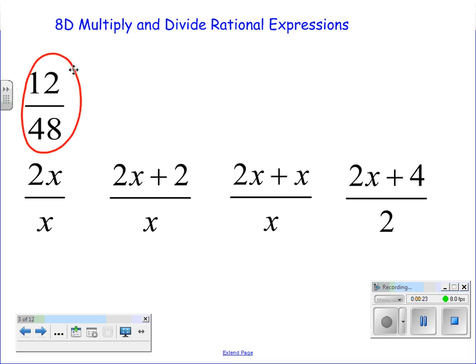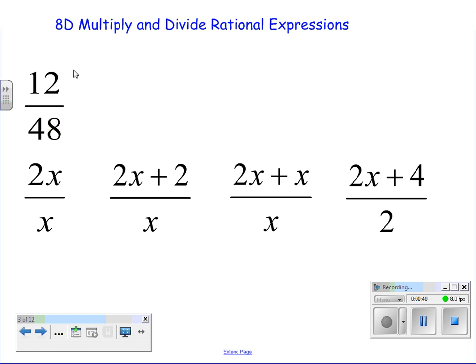A lot of us ask, how do we reduce 12 over 48? Well, a lot of us say we can take a 12 out of the top and a 12 out of the bottom, and we're left with 1 over 4. What I'm going to do is show you a different way, so that when we get to variables, we know how to handle those situations as well.